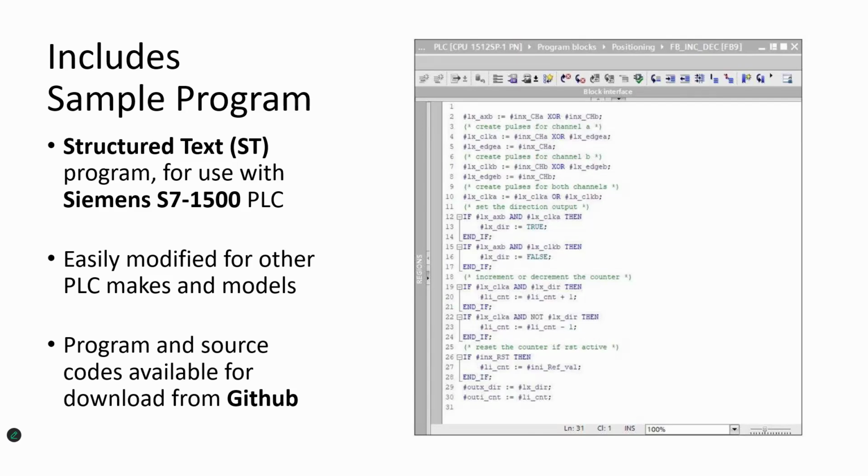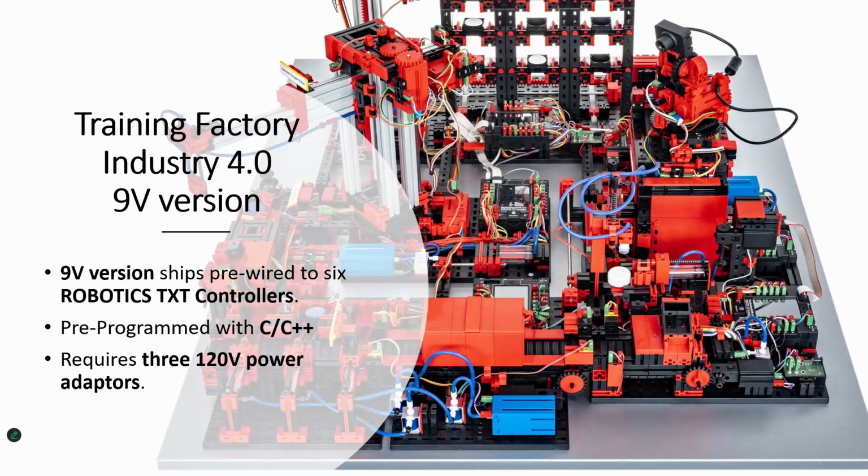Now, in the case of the 9-volt variation of the Training Factory Industry 4.0, it's facilitated through the use of 6 robotics TXT controllers. Again, with the TXT controllers, all the programming is preloaded, so once the connections to the internet and the cloud-based dashboard are made, all of which are clearly outlined in the downloadable documentation manual that comes with this specific set, and you've powered up, you should be able to get started relatively quickly. The 9-volt version will require 3 additional power adapters because the TXT controllers are daisy chained, so you don't need 1 each, you just need 3.